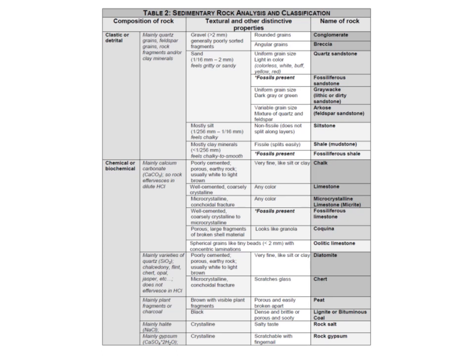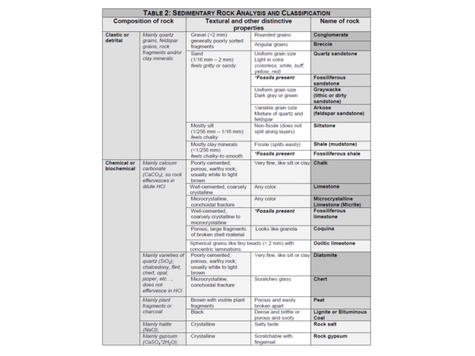In this case, the composition of the rock is going to be mostly quartz with some lesser amounts of feldspar and some rock fragments or clay minerals. If you have gravel-sized particles larger than 2 millimeters, and they're generally poorly sorted, look at the shape of the rock fragments then. If they're rounded, it's a conglomerate. If they're angular, it's a breccia.